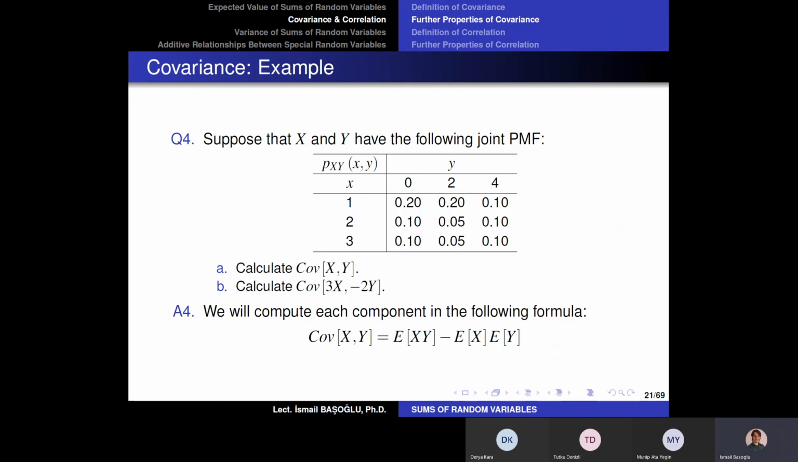Okay, so these many properties about the covariance is just enough. So let's calculate some covariance, right? We have learned the covariance, so let's calculate some covariance.